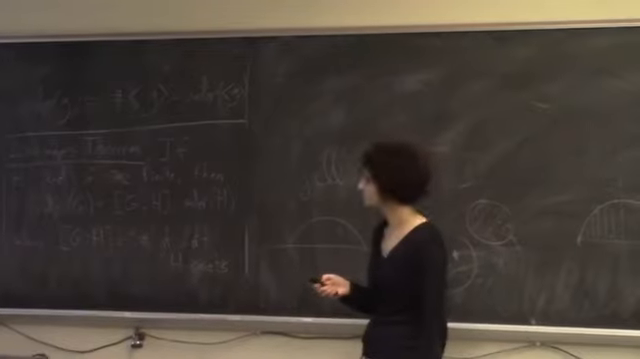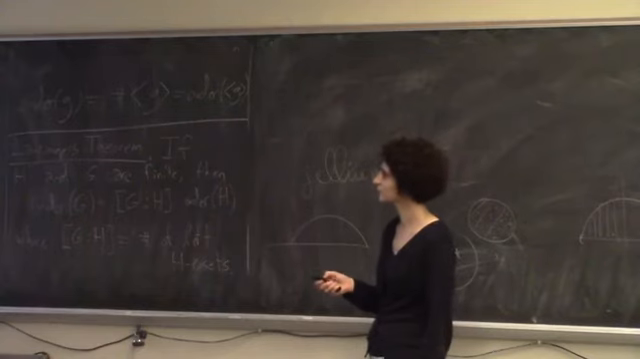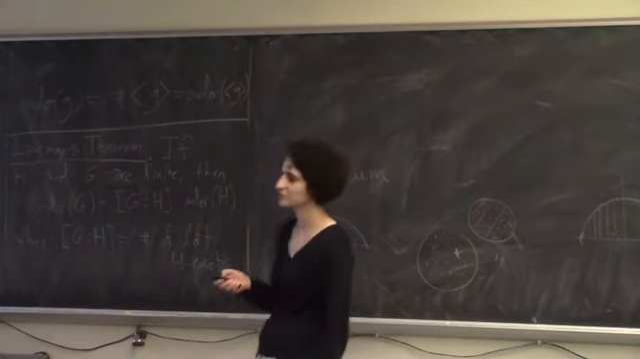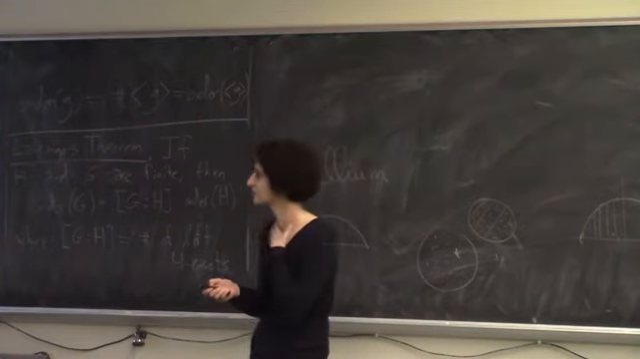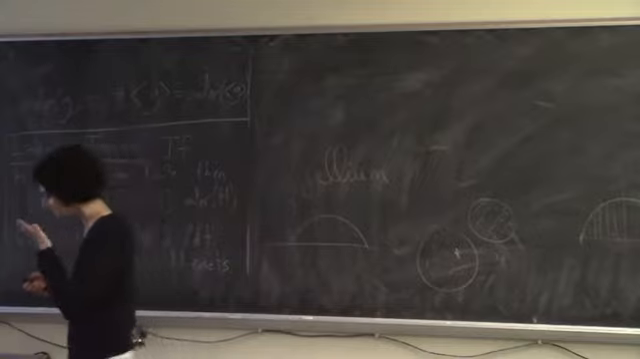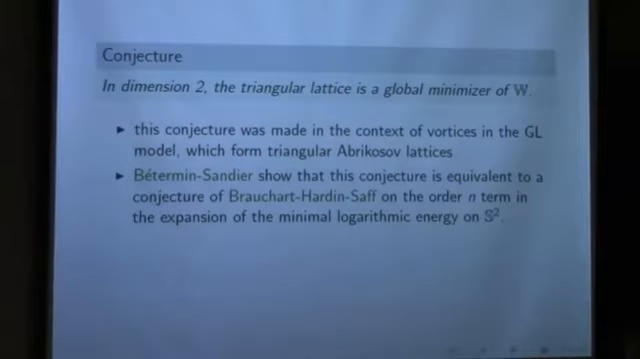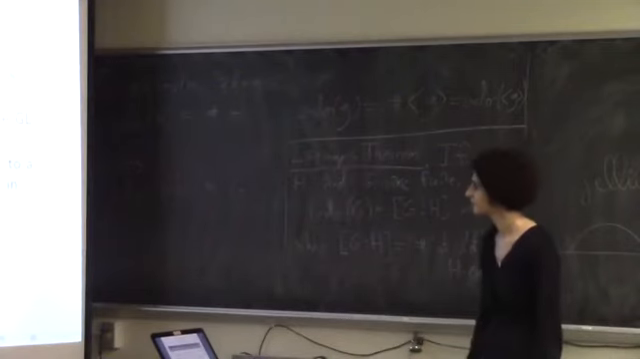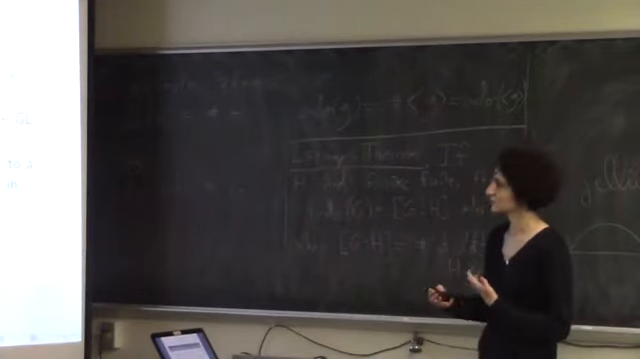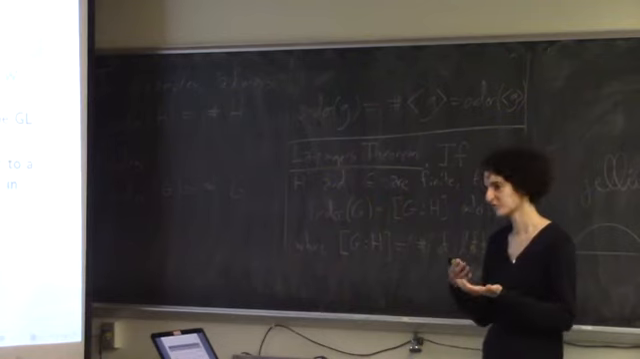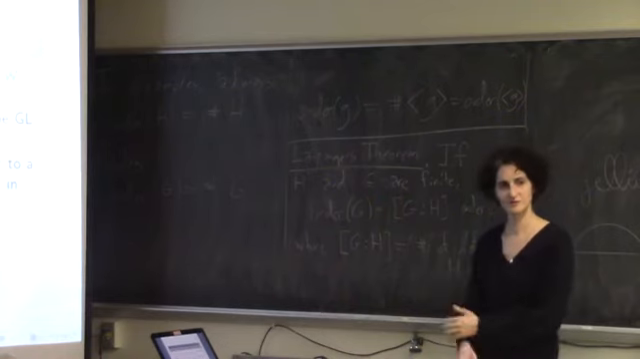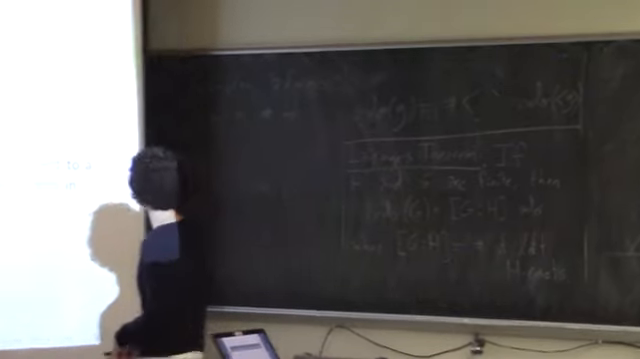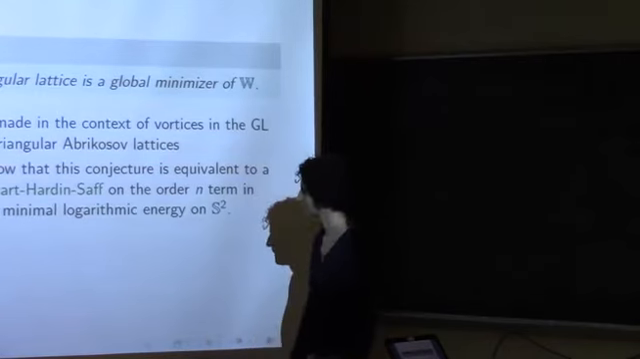Okay, so coming back to our 2D situation, there is this partial minimization. Question: is this really the optimum among all possible configurations? So this is, say, a conjecture. In dimension 2, the triangular lattice is a global minimum. Why do we believe this? Because we see in experiments in superconductivity that these lattices are selected by nature, and we know that vortices should minimize W.